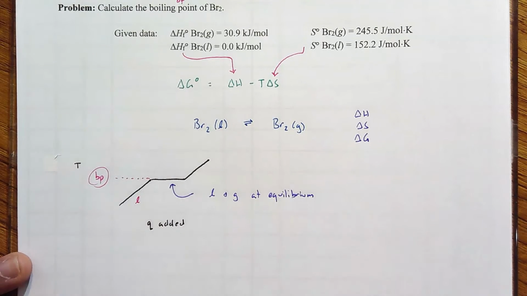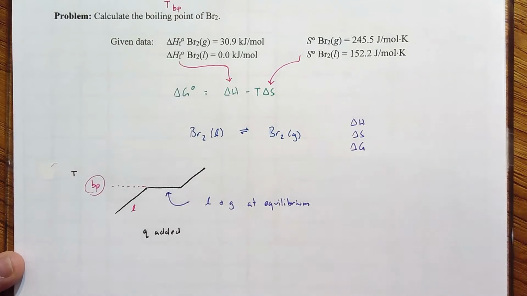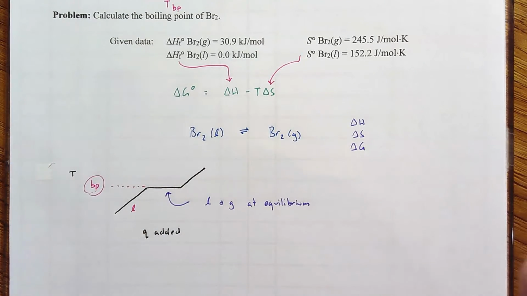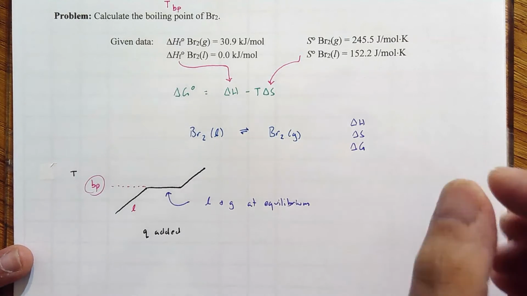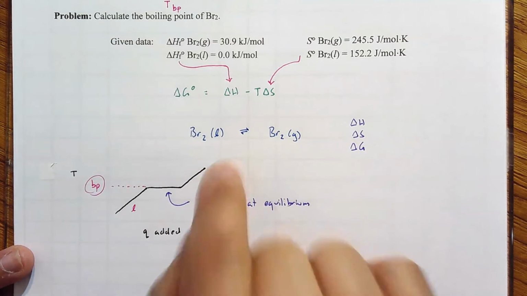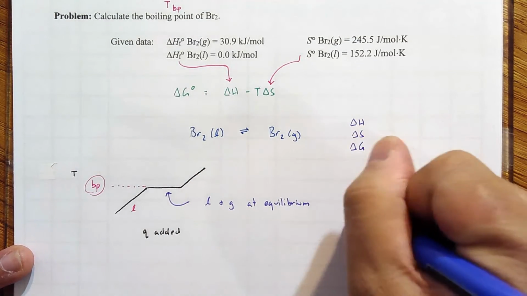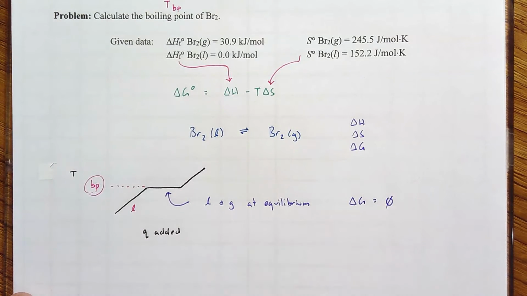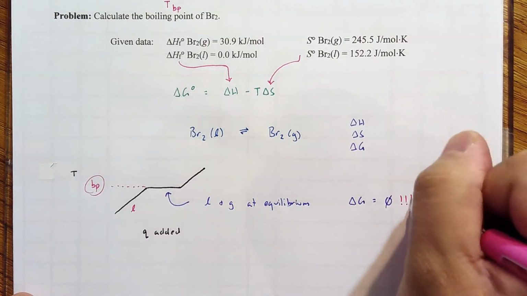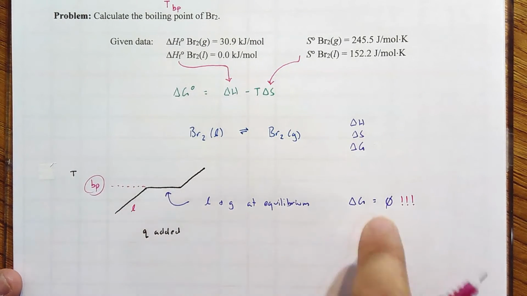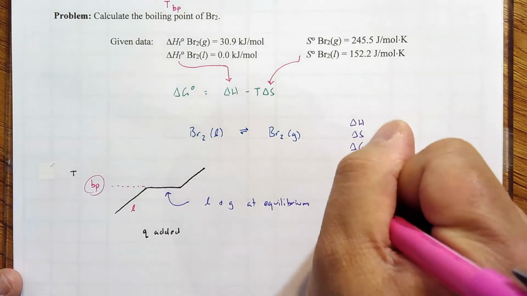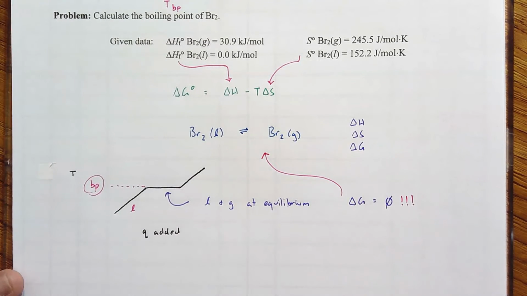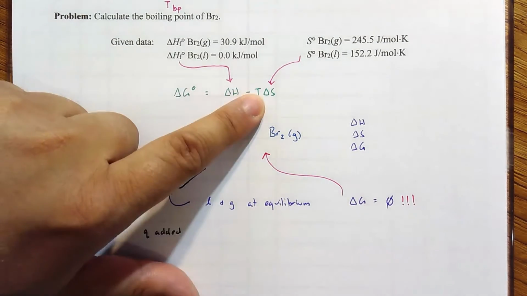What does that mean? We are at the border of spontaneity. This temperature for these two phases, it is neither spontaneous nor non-spontaneous in either direction. That means delta G equals 0. That's the key point right here, or the exclamation point. At the boiling point, delta G for this reaction is 0. And there you have it. We're going to set this to 0 and then solve for T.